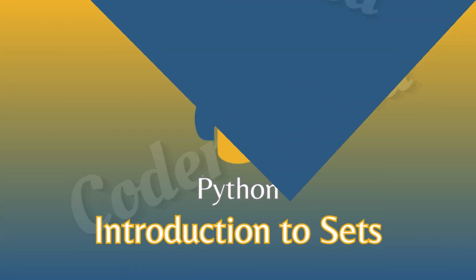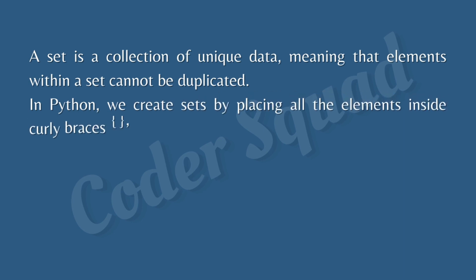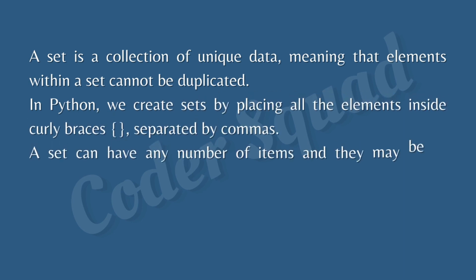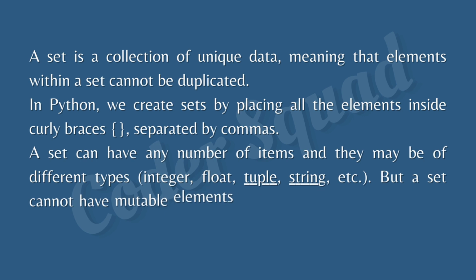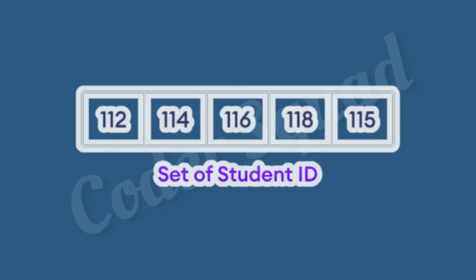Let's start with the basics. In Python, a set is an unordered collection of unique elements, enclosed in curly braces, and separated by commas. Here's a simple example of a set. Sets can contain elements of any immutable data type, such as integers, floats, strings, and tuples. However, they cannot contain mutable elements, like lists or dictionaries.